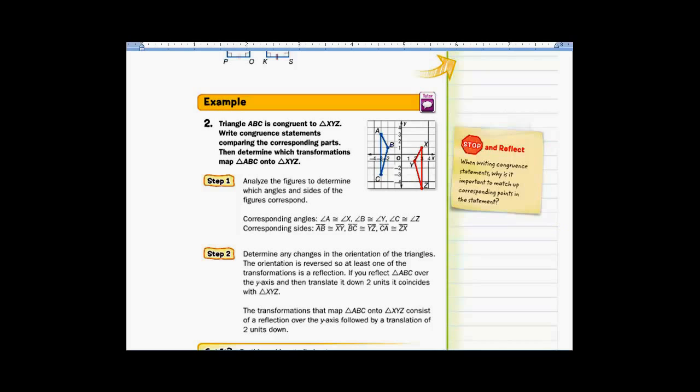So you are looking at a reflection. This would be its reflection. Then what? Then you would have to move it over and down. So what transformations would that be? That would be a reflection followed by a translation.